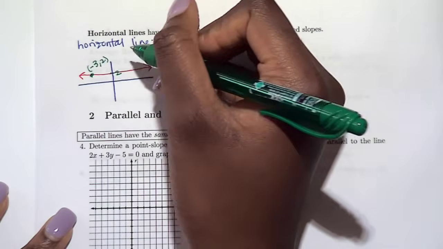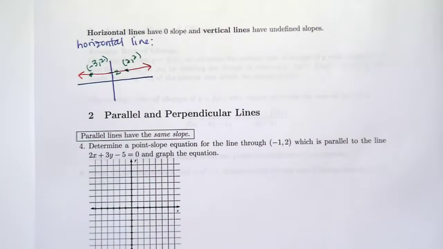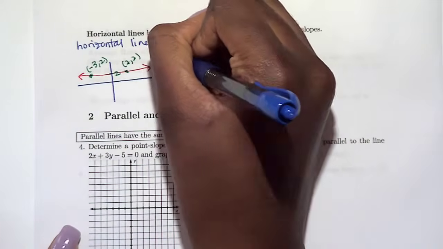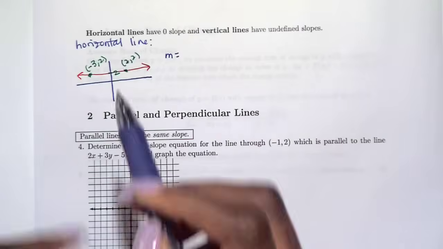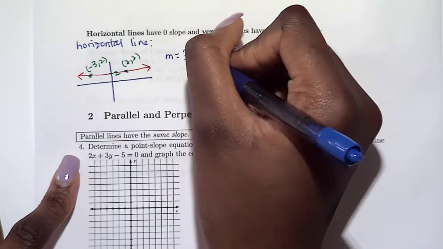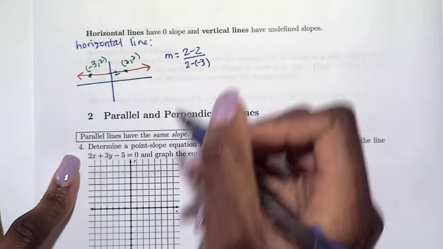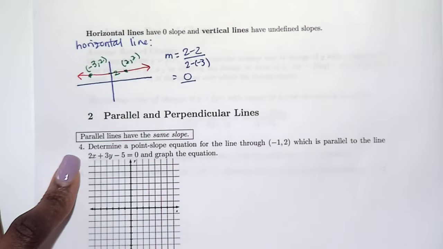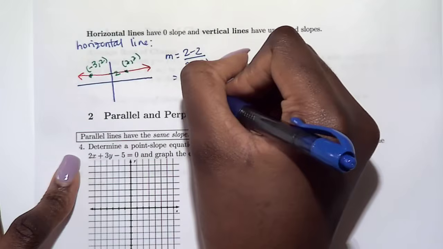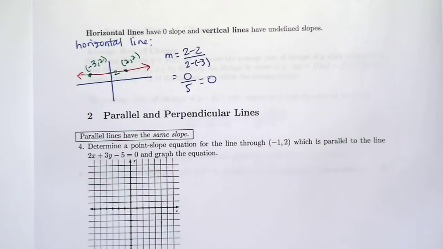And let's try 2 and 2. So these will be our 2 points, and I'm just going to find the slope of the line using these 2 points. Alright, so let's take our y values and subtract them, x values and subtract them. And what am I going to get? 0 over 5, which is just 0. So no matter what happens, the y values will always be the same, and that's why you have a 0 slope for horizontal lines.